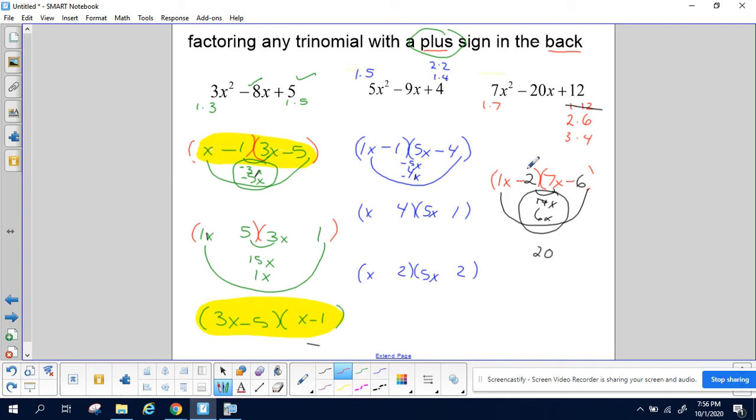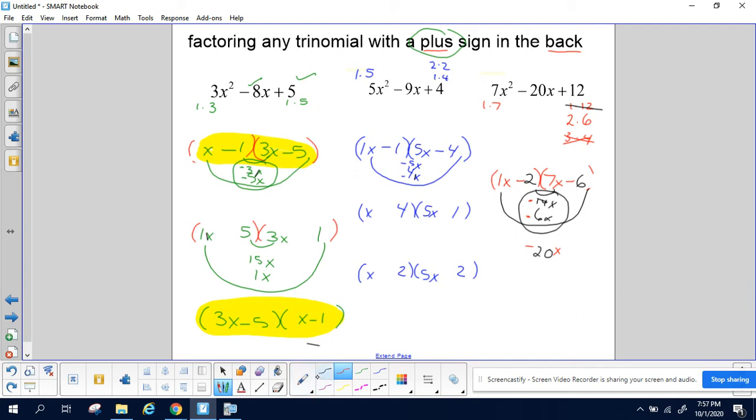Remember, the symbols will match if there's a plus sign in the back. How do I know they're negatives? Because I want this to be negative 6x and this to be negative 14x. So when I put those together, I get negative 20x in the middle. That's what I was hoping to get, negative 20x. So I get to save some time and not do the 3 and 4.